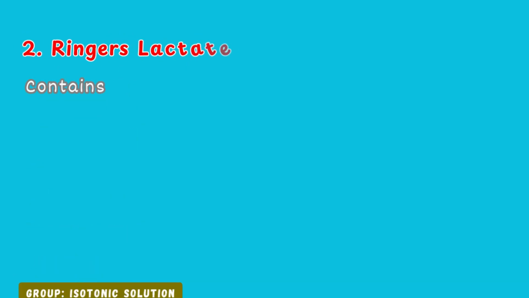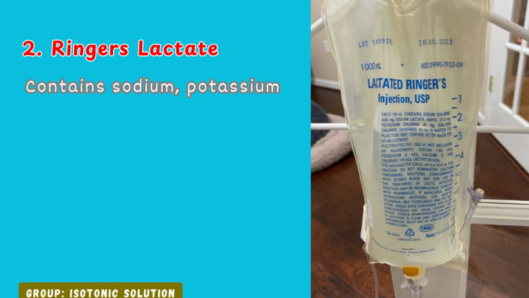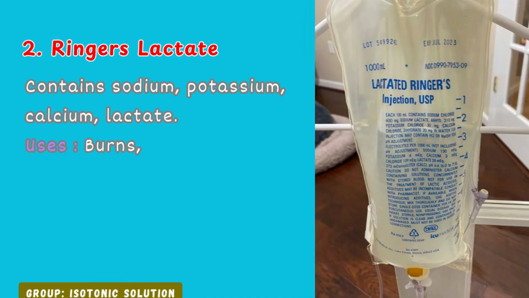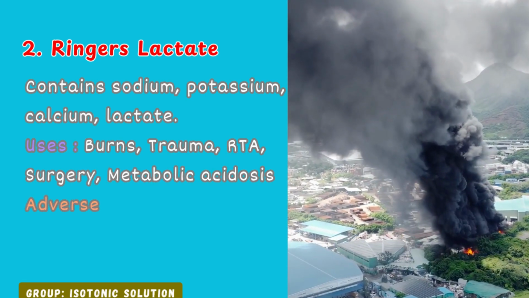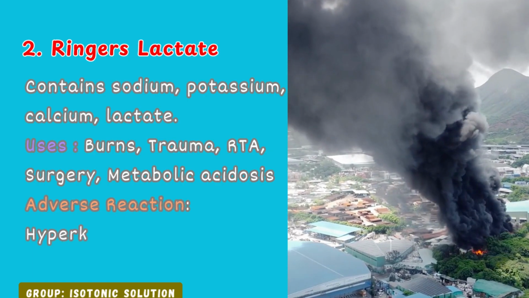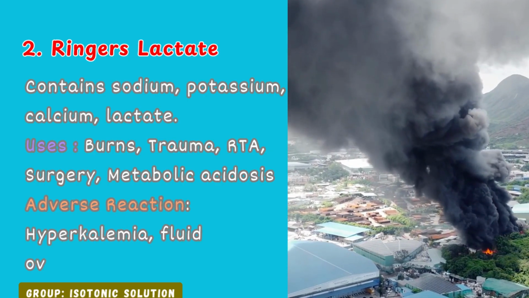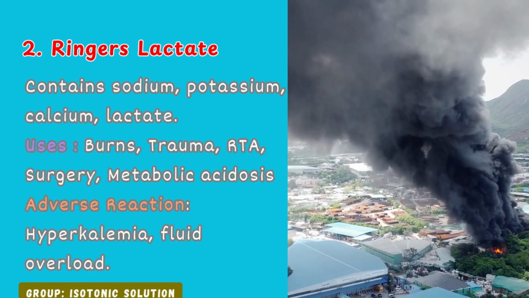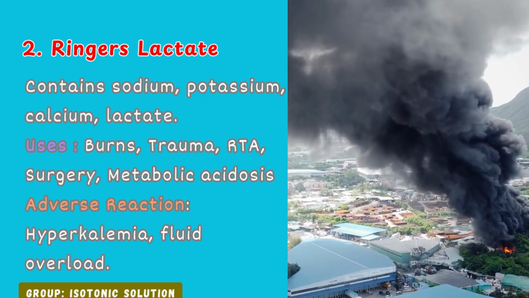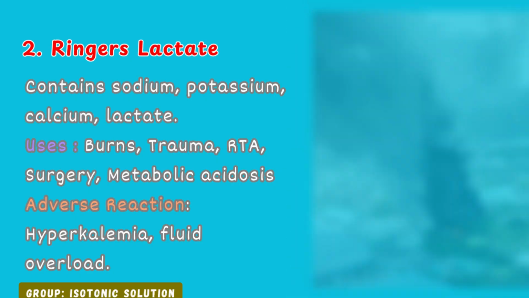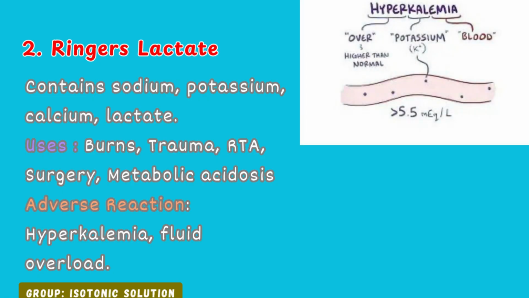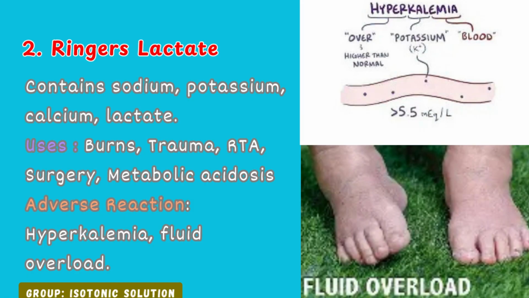Two, we have Ringer's lactate. Ringer's lactate contains four different components, which are sodium, potassium, calcium, and lactate. It's mainly used for burn patients or trauma patients, such as road traffic accidents or chemical injuries, and is used during surgeries also and for cases of metabolic acidosis. Possible adverse reactions from Ringer's lactate could be hyperkalemia or fluid overload.